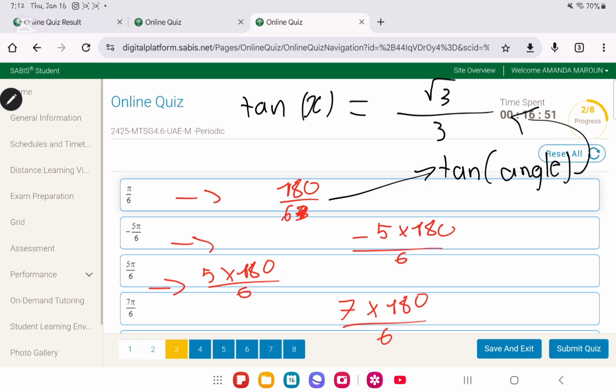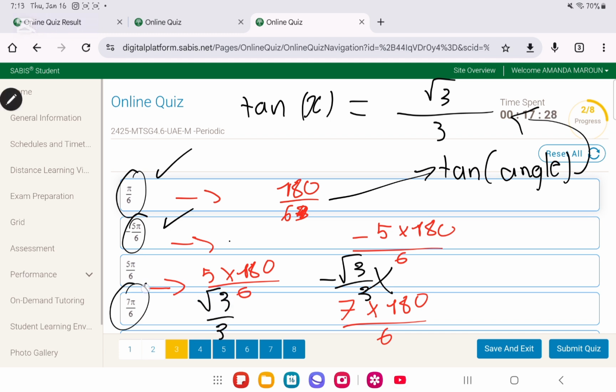So if we do tangent of 180 divided by 6, we are going to get radical 3 over 3. This is an answer. If we do tangent of minus 5 times 180 divided by 6, we are going to get radical 3 over 3. So this is an answer. If we do tangent of 5 times 180 divided by 6, we are going to get minus radical 3 over 3, which is not our answer, so we don't choose it. And if we do the tangent of 7 times 180 divided by 6, we are going to get radical 3 over 3. So this is going to be our answer.